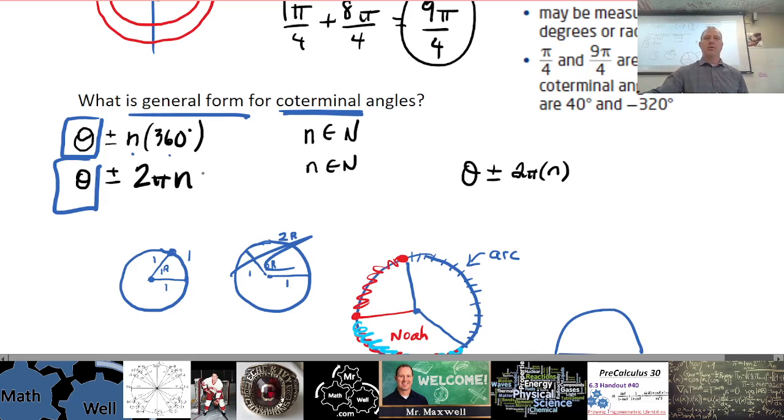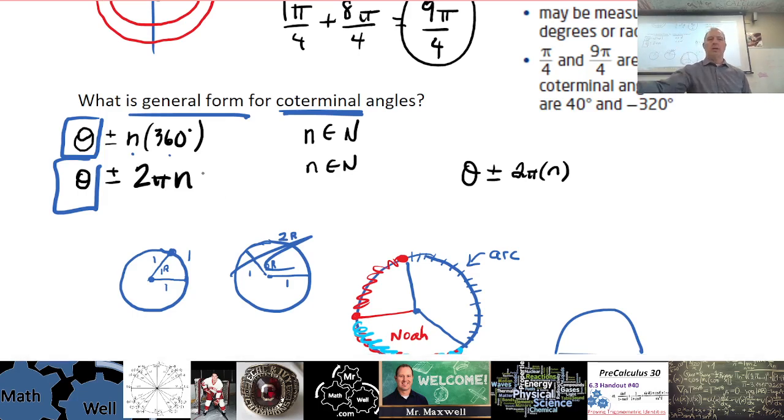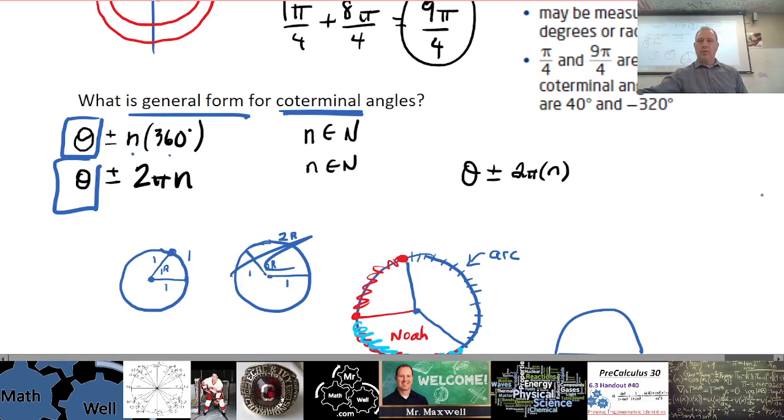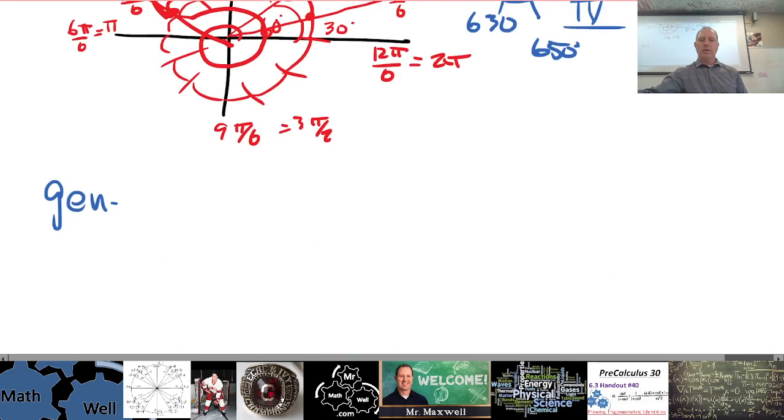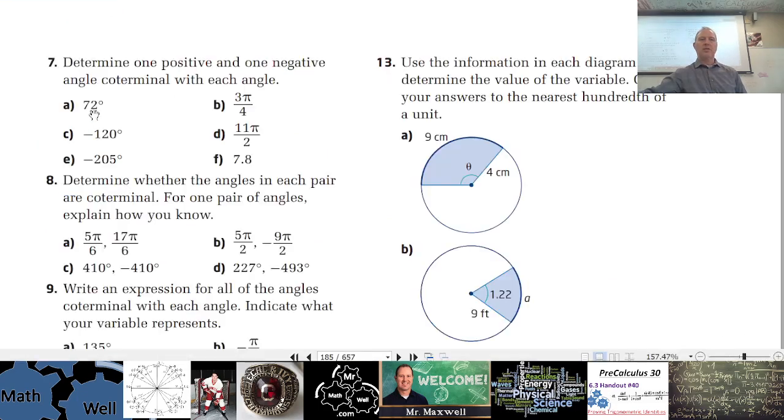So like 7, 8, you just add 360 to 72. So going back to this question, coterminal angles, the easy way to do that would be just to add 360, or add multiples of 360. Add 720, or whatever. Or subtract 360. This one, add 2 pi.